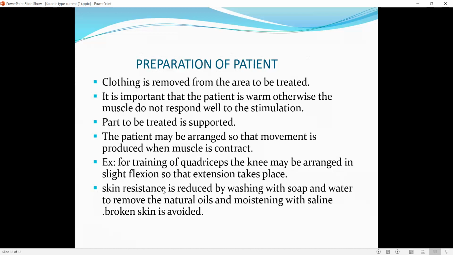Skin resistance is reduced by washing with soap and water to remove the natural oils or moisturizing cream. Broken skin is avoided. Thank you so much.